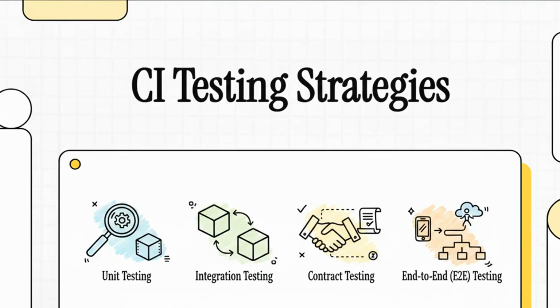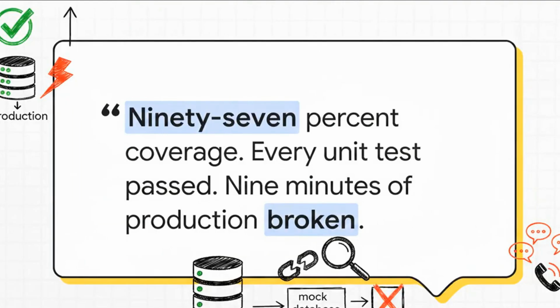We're going to look way beyond just writing code and really focus on the strategy layer that makes a pipeline actually trustworthy. We'll break down unit, integration, contract, and E2E tests, exactly what they do, and how to combine them so you never accidentally break your application. Okay, let's just dive right into this incredibly relatable nightmare scenario.